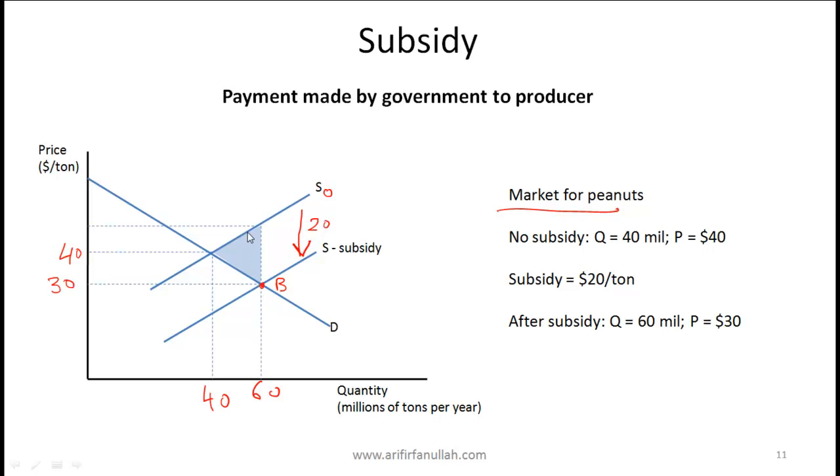Why is this a dead weight loss? The reason is that this S naught represents the actual cost to society. It represents the marginal cost actually. So this is the marginal cost. The demand curve represents the marginal benefit. So in this shaded region, the marginal cost to society is more than the marginal benefit. And since that's the case, this is clearly inefficient. So we have increased quantity, but society is paying for it, and hence this is inefficient.